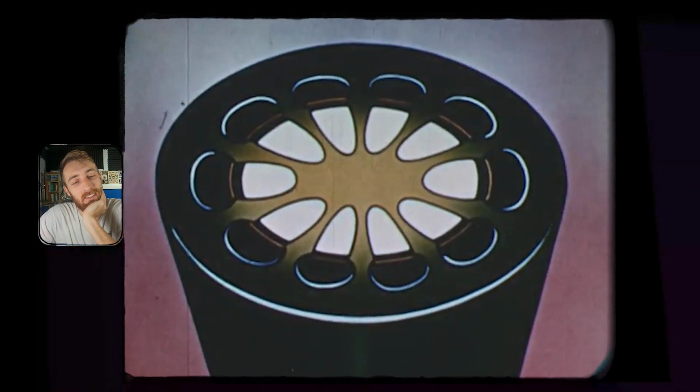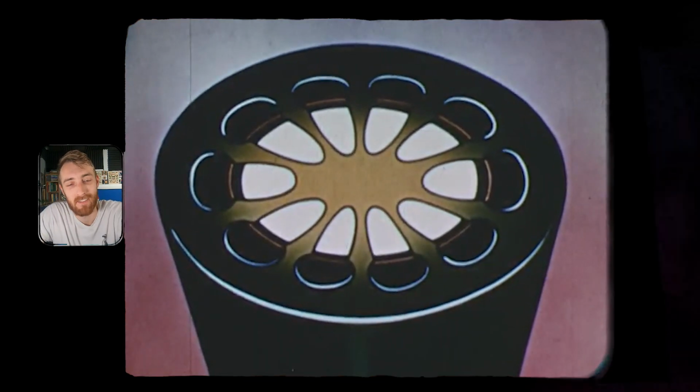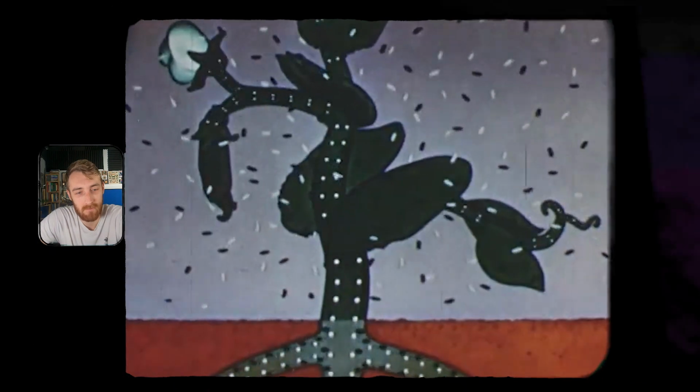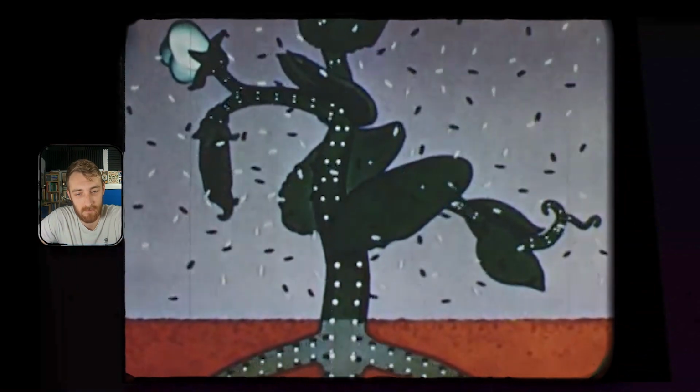This causes growth in the diameter of the stem. Any green part of the plant can manufacture sugar.